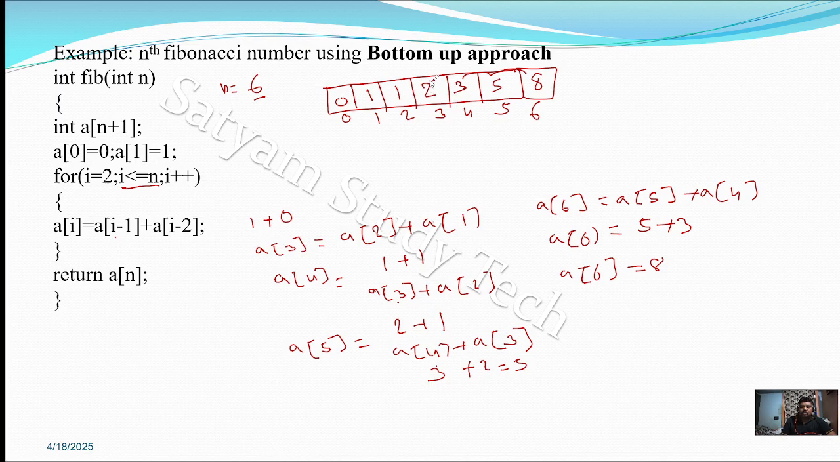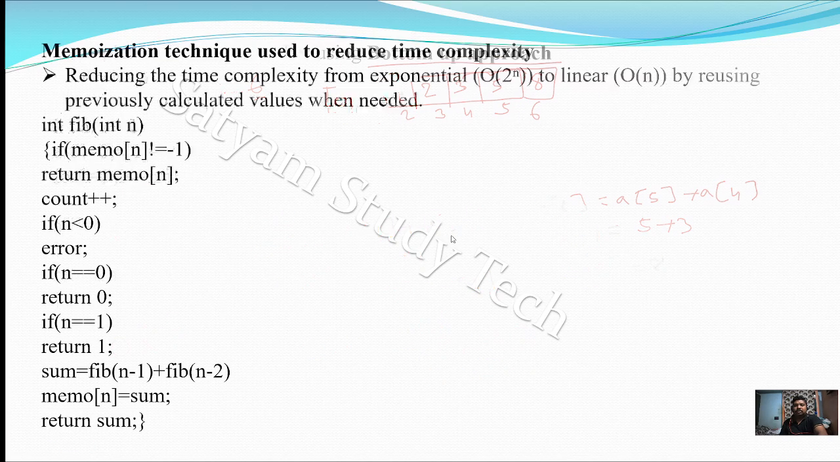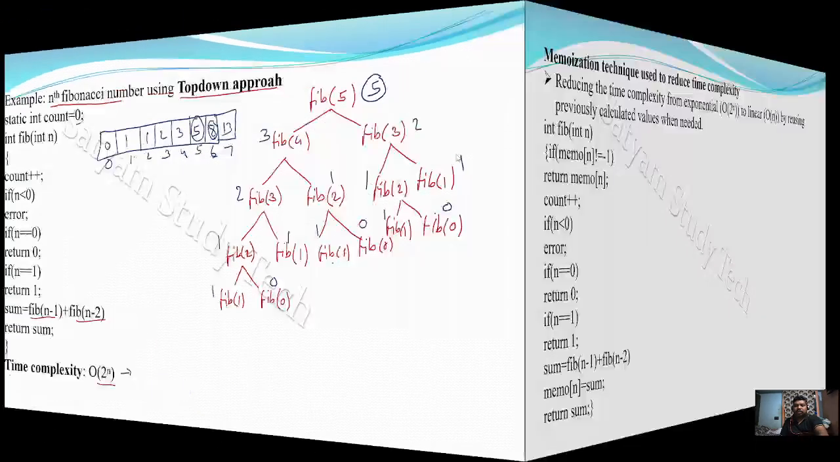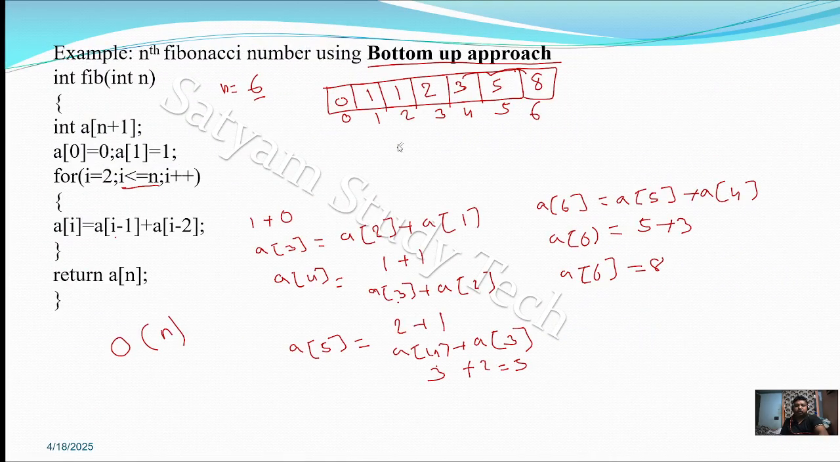So 2 plus 1 is 3, 1 plus 1 is 2, 0 plus 1 is 1, like that. So here also the time complexity is linear, big O of n. In this case also it is a bottom up approach. In the previous one it was the top down approach, and this is the bottom up approach.